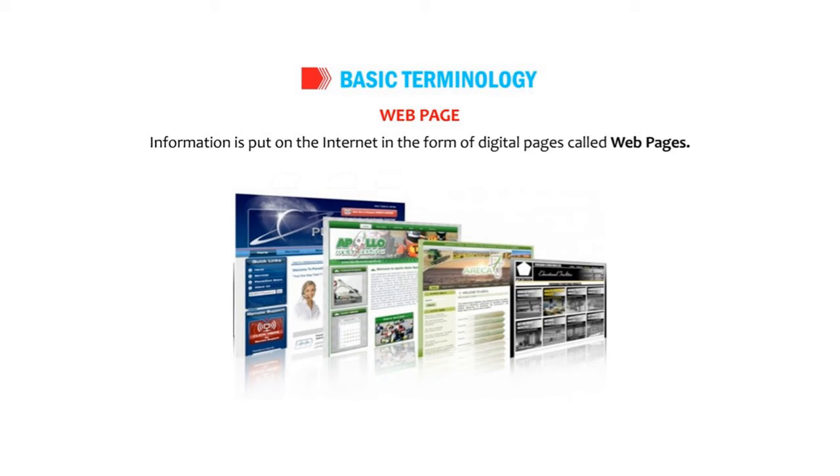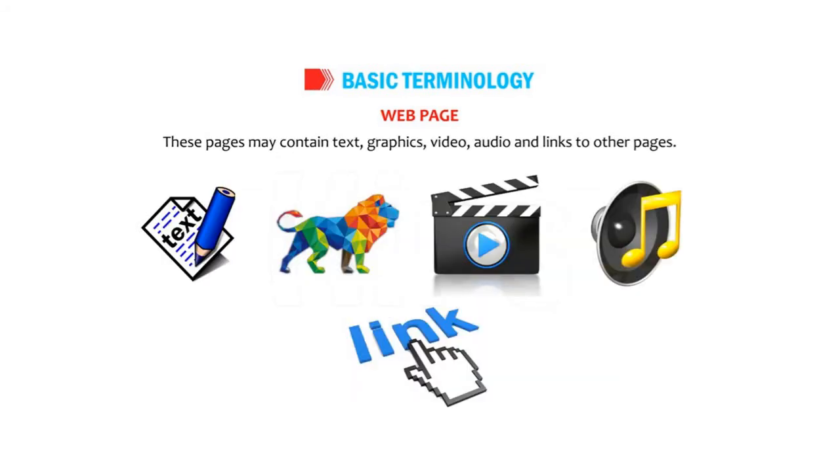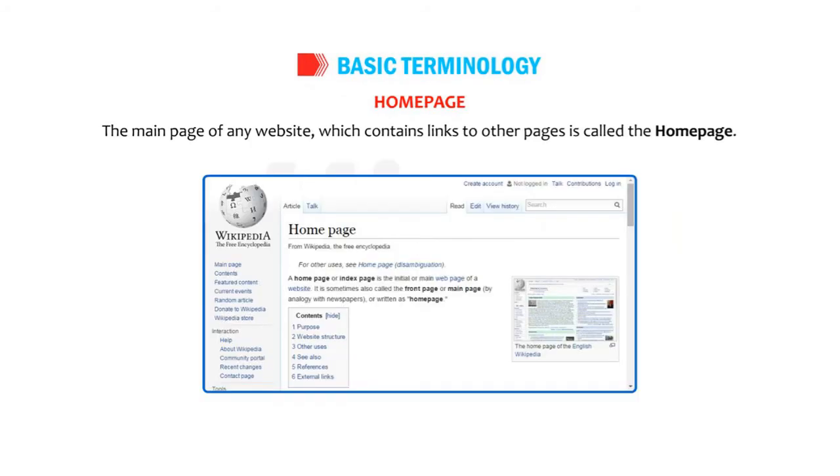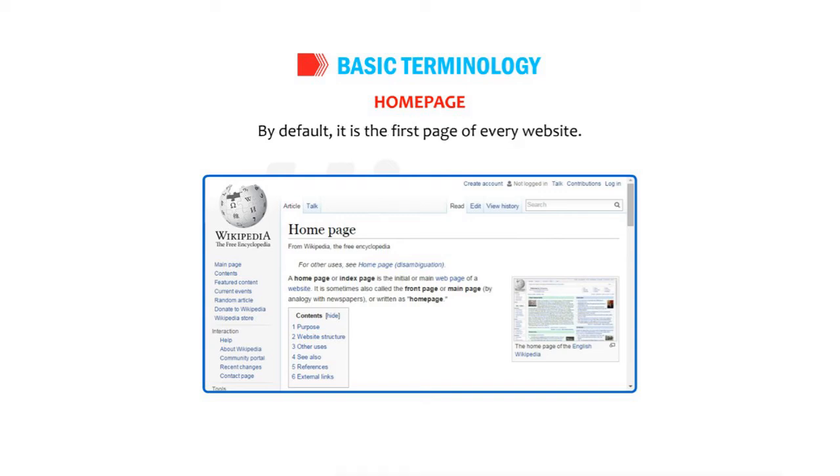Next, we have web page. Information is put on the internet in the form of digital pages called web pages. These pages may contain text, graphics, video, audio, and links to other pages. The main page of any website which contains links to other pages is called the home page. By default, it is the first page of every website.